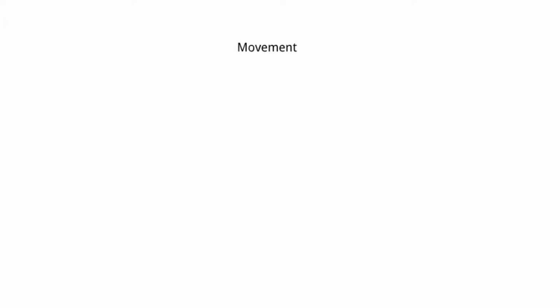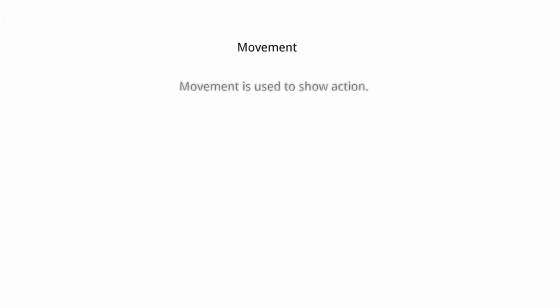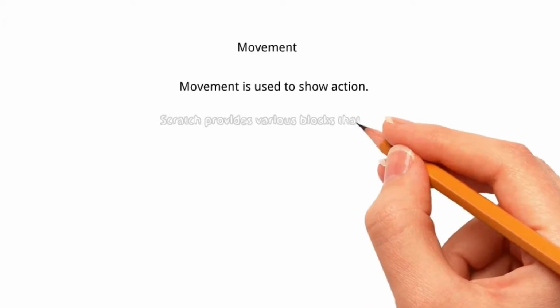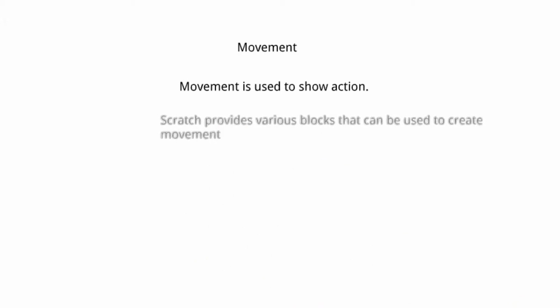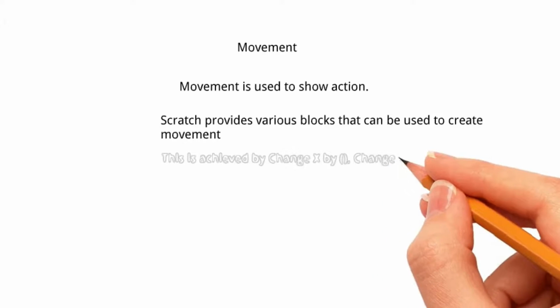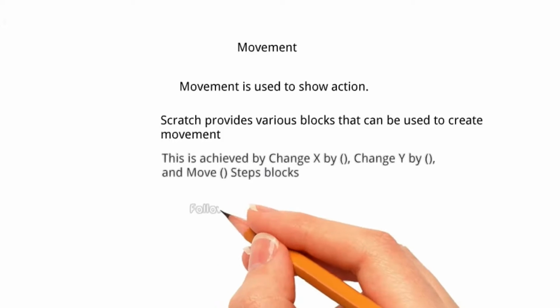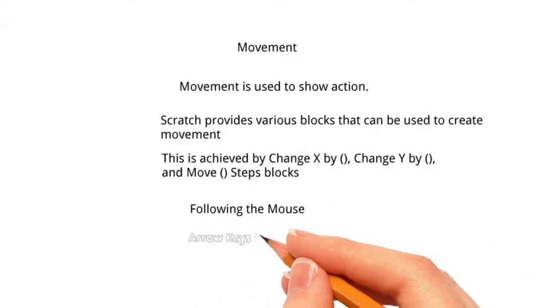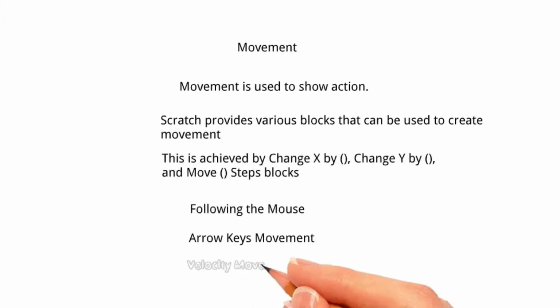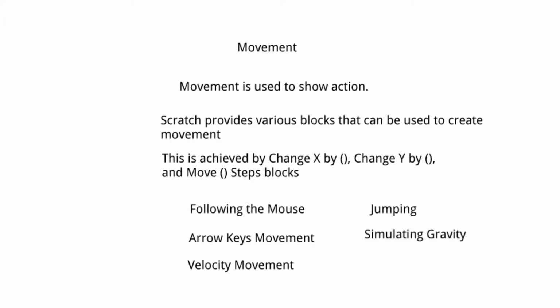Movements. Movements is used to show action. Scratch provides various blocks that can be used to create movement. This is achieved by change x-axis, change y-axis and move blocks. Movements can be done in 6 ways: following the mouse, arrow key movement, velocity movement, jumping, simulating gravity, and motion blocks.